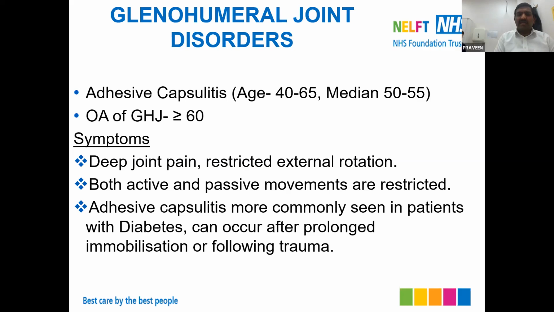The movements are restricted. The only way to differentiate between an adhesive capsulitis and glenohumeral joint osteoarthritis in the elderly would be with the help of imaging, possibly an X-ray of the joint. Adhesive capsulitis is more commonly seen in patients with diabetes. It can also be seen after prolonged immobilization or following trauma. So history is very important when it comes to diagnosing some of these conditions.